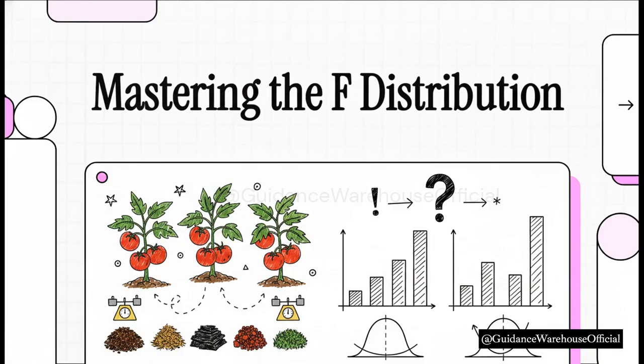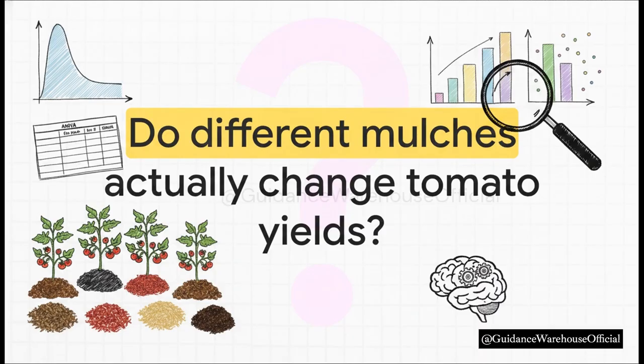But here is the ultimate puzzle. Did those different mulches actually cause the change in your tomato plants? Or is it just random chance? It is so easy to just look at a few numbers and assume, yep, that mulch worked best.